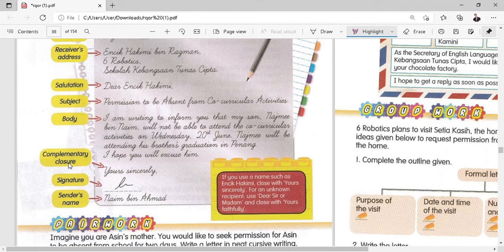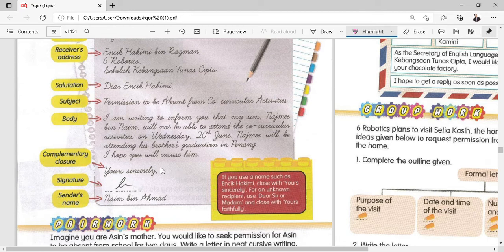Complementary closure. You must have this complementary closure before you end your letter. If you look at the example, we have Yours sincerely. You can have Yours sincerely or just write Sincerely. Yours faithfully, regards, and another example is Respectfully. Simple as that. It doesn't have to be long.